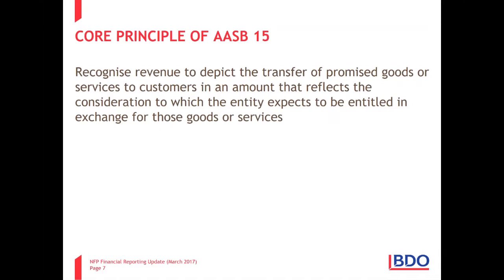So AASB 15 talks about the core principle that revenue would be recognized to depict the transfer of promised goods and services. So promised goods and services would be performance obligations. So we recognize revenue to depict the transfer of promised goods and services to our customers in an amount that reflects the consideration to which the entity expects to be entitled in exchange for those goods or services. So expectation is a big thing in the new AASB 15.